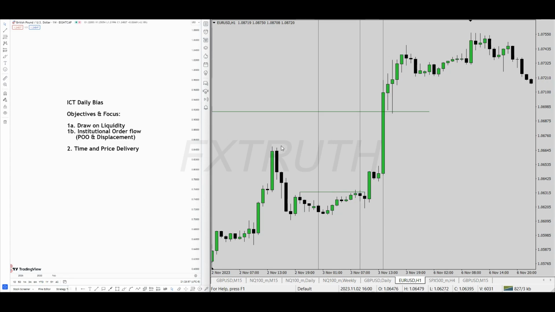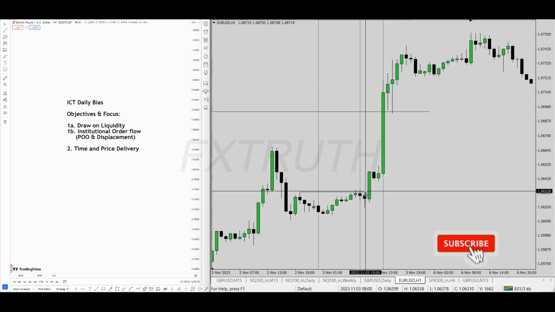Mind you, we've already identified that institutional order flow from the daily time frame is seeking higher prices. So now we're on the 1 hour, looking for confirmations on that. And now we've seen that price is showing willingness to take out highs and giving us a market structure shift. So this is a failure swing. Price failed to take out this low, but chose to take out that high.